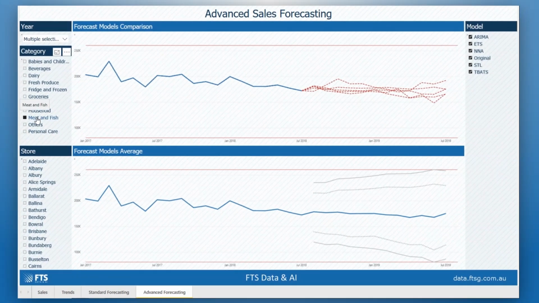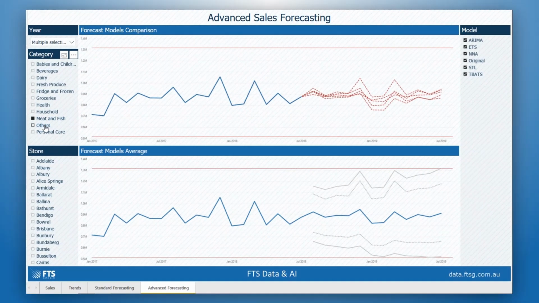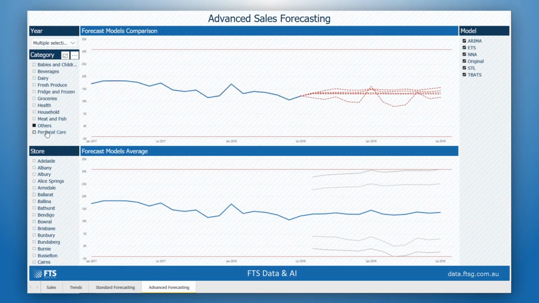This solution is designed to increase the accuracy of your forecasting in a way that is easy to understand.